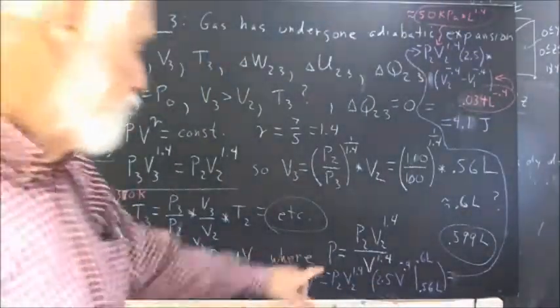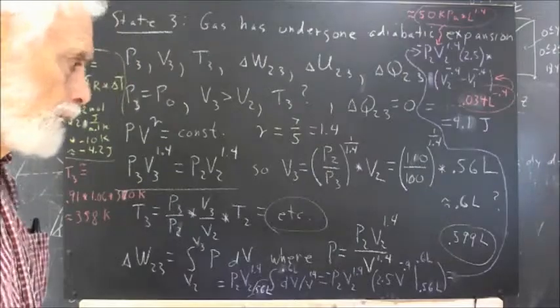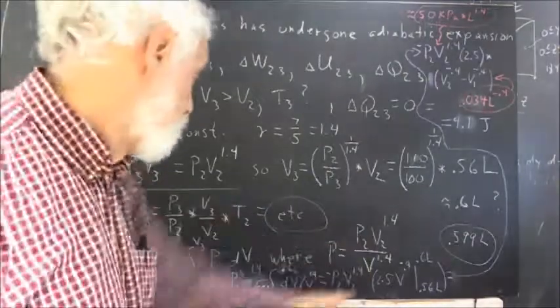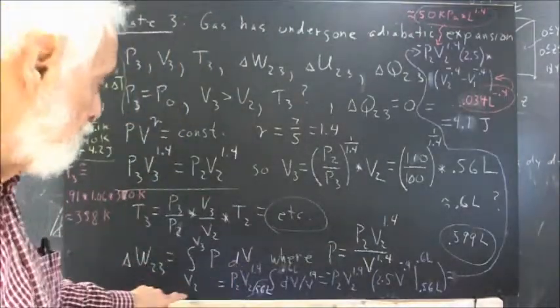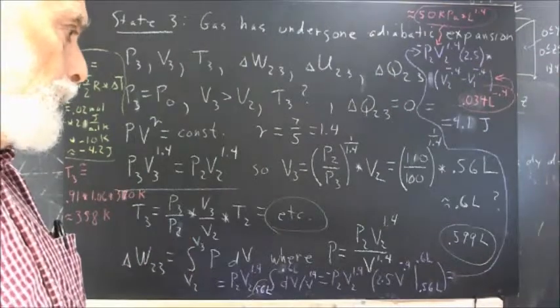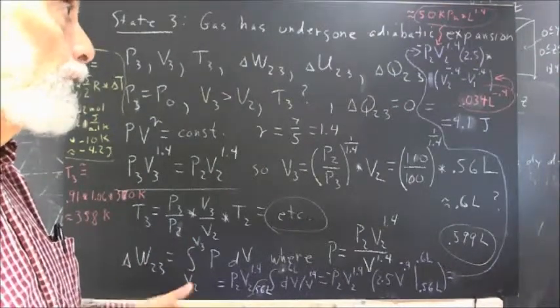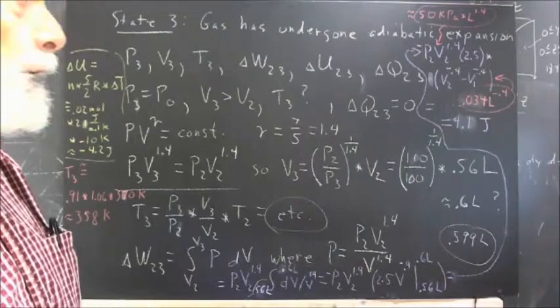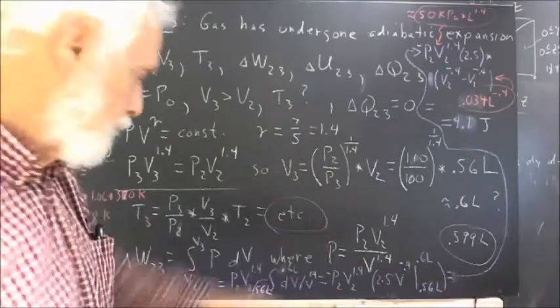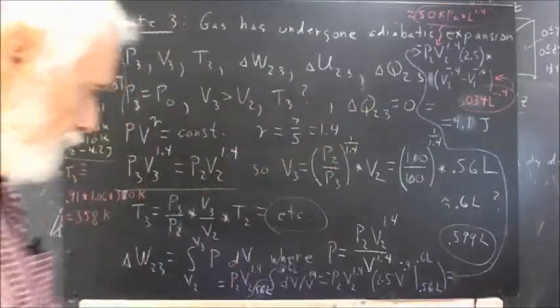So when we do the integral now, we're going to be integrating this expression P dV between V2 and V3. And that's V2 and V3. I'll have to change that over here. I wrote something down that's not quite right.